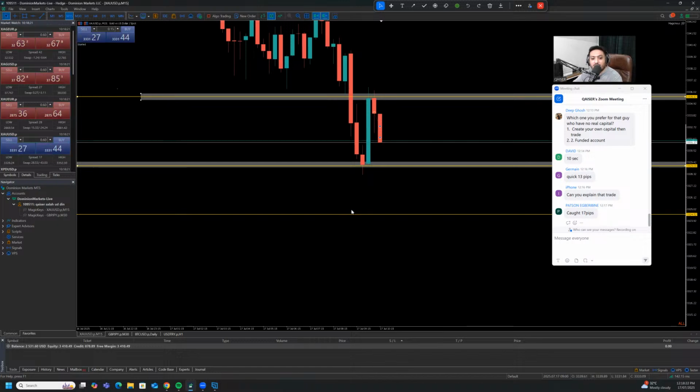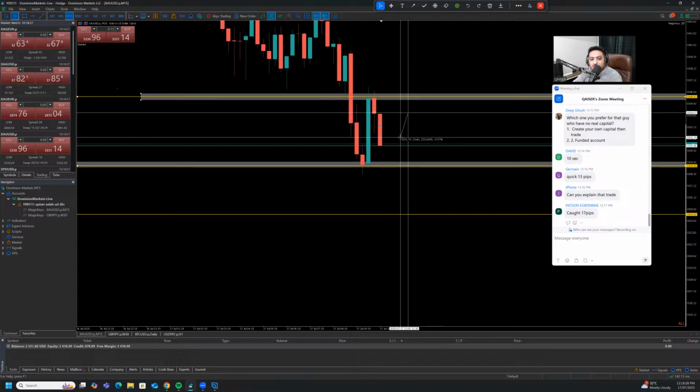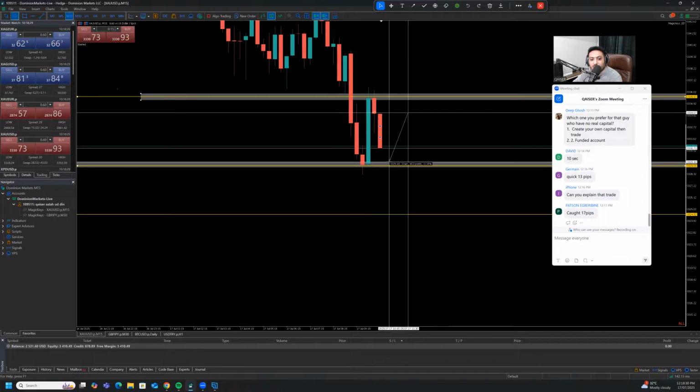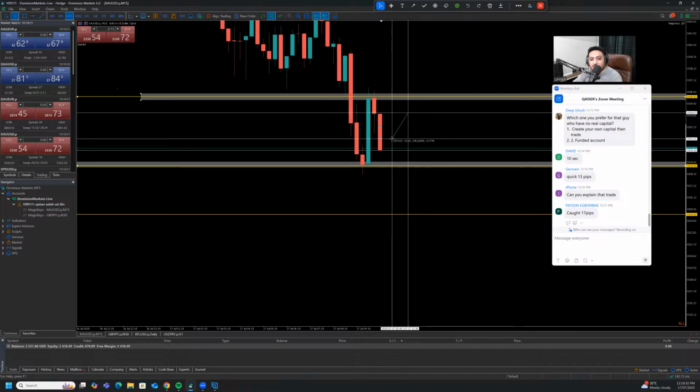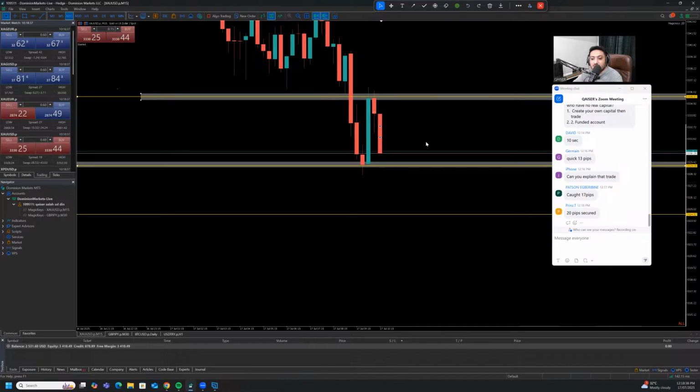Now it might continue pushing to the downside, but who cares? We just grabbed our chunk here. It was a 40 pip range. We grabbed 26 pips out of the 40 pip range. Just done with the day. 20 pips secured, very nicely done. 17 pips, very nice. Quick 13 pips, very nice. A 10-second trade.